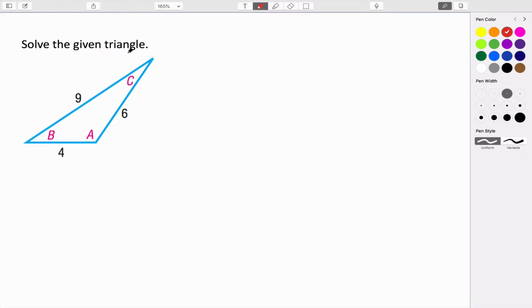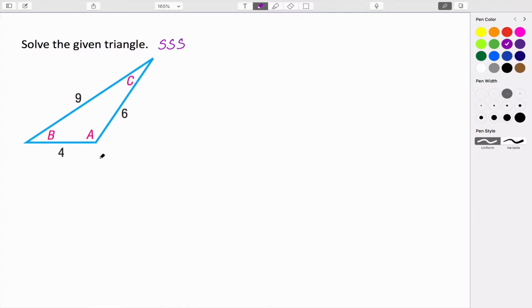So we want to solve this given triangle. We're told that side A is 9, side B is 6, and side C is 4. So this is a side-side-side triangle, which means we are going to use the law of cosines. Again, this is a side-side-side triangle.